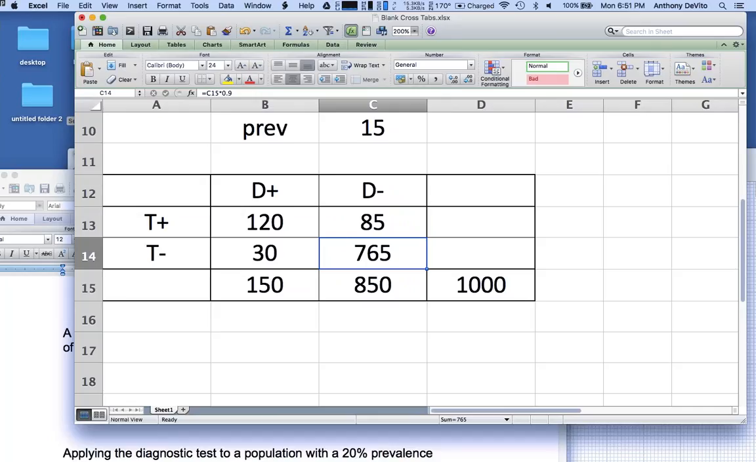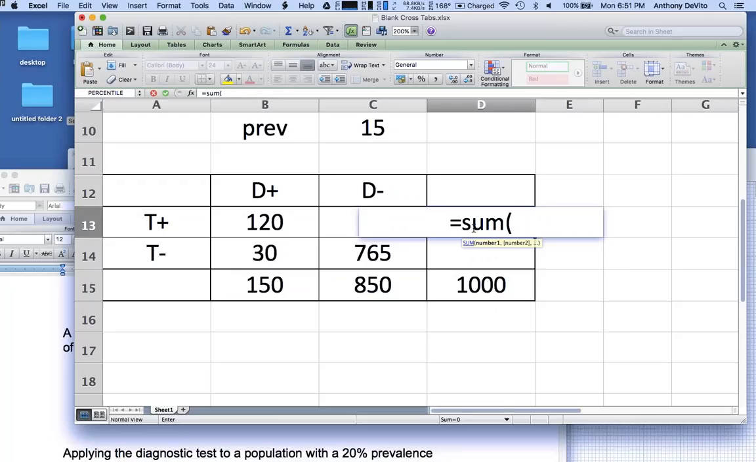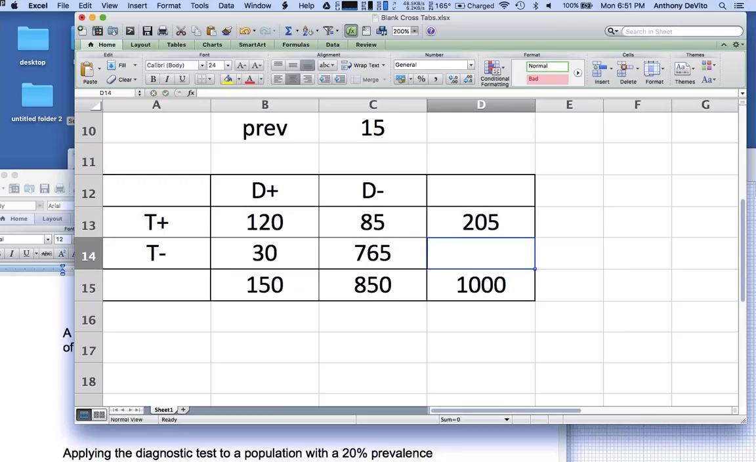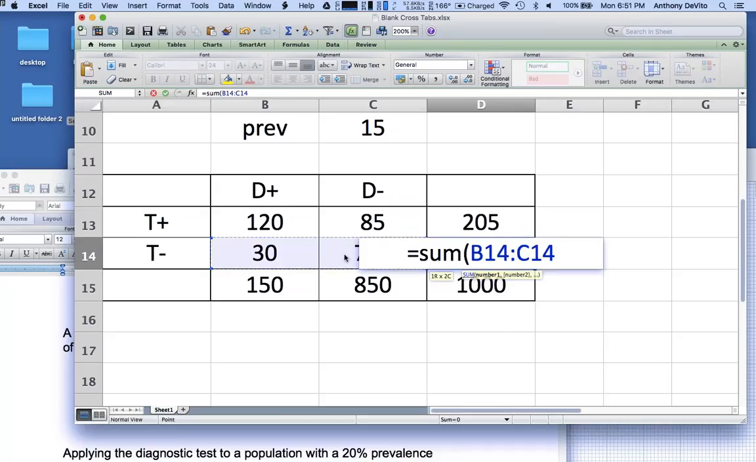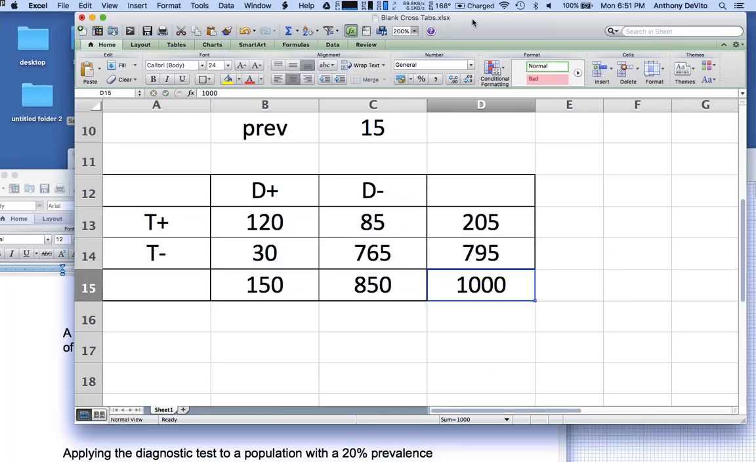Okay, good. How many people in this population of 1,000 tested positive? Yeah, it's the sum of those two, right? 150 and whatever that was, 205, right? How many people tested negative? Yeah. Okay, pretty good, right? Pretty simple so far.